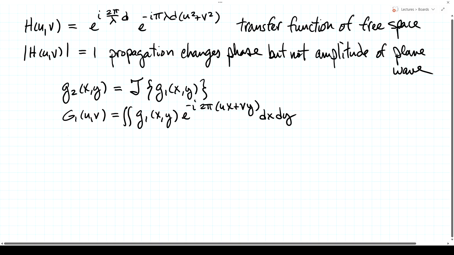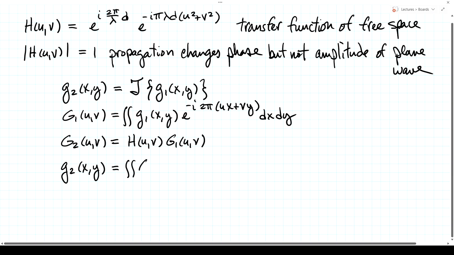Then calculate the angular spectrum of the output by multiplying the transfer function of free space and the angular spectrum of the input. Finally, calculate little g2 of x and y as the inverse Fourier transform of its angular spectrum, big G2 of u and v, e to the i 2 pi (ux plus vy). And there we have a recipe for calculating the effects of diffraction.